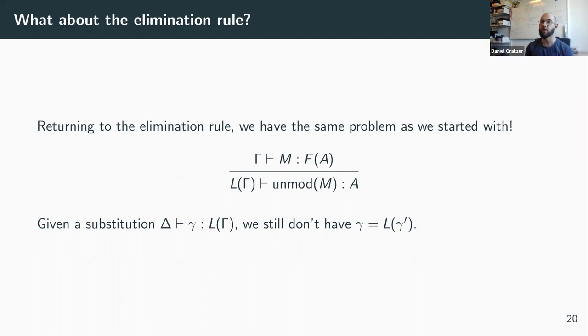So if we look at the elimination rule again, we'll notice that it still has the same problem. If we have a substitution into L gamma, we don't necessarily know that that substitution is in the image of L, and there's no real way to push it upwards. If you look at this semantically, it corresponds to the fact that while it's certainly the case that this is natural in gamma, we really wanted it to be natural in all of the context, and that's sort of nonsensical to ask.